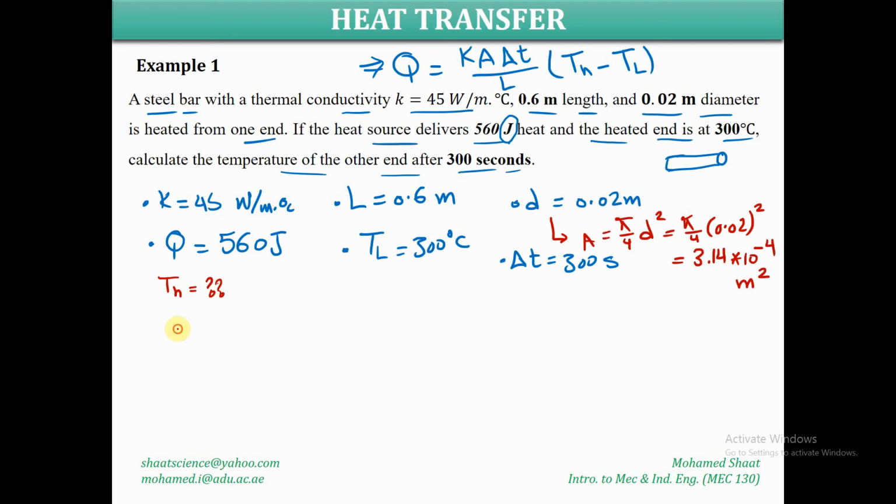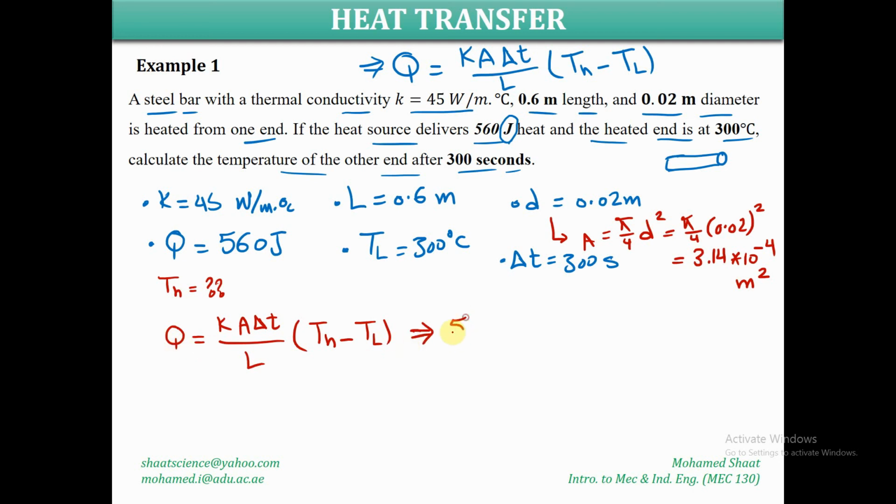and then substitute into this expression. So we do have Q equals K, which is the thermal conductivity, times the cross-sectional area, times the time change, divided by the length, times the temperature high negative the temperature low. So this is going to give us the result. Your objective is just to substitute with the given data.